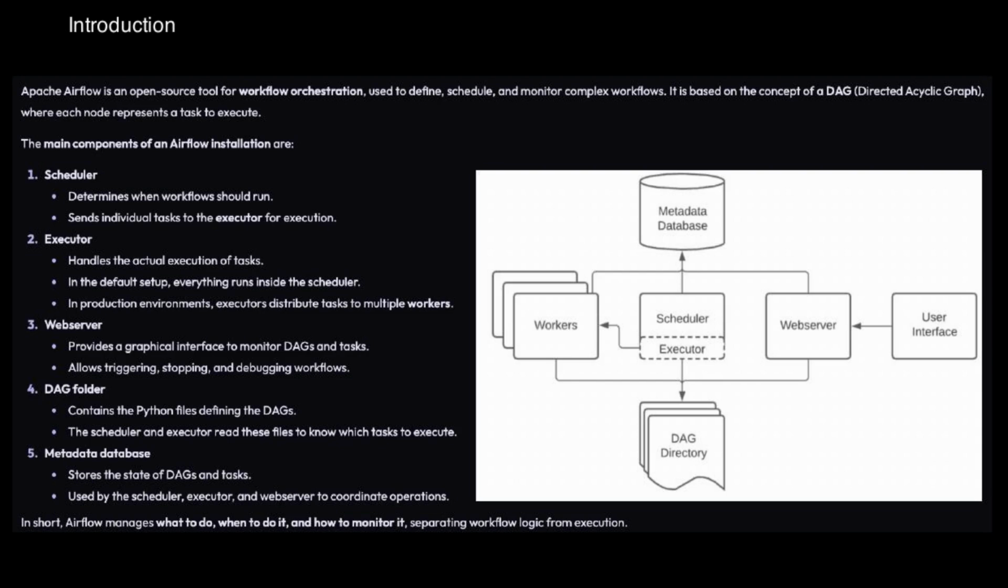And basically the scheduler sends this information to the executor. The executor handles the execution of the task. In the production environment, the executor distributes the task to multiple workers. Of course, these workers can be external servers.